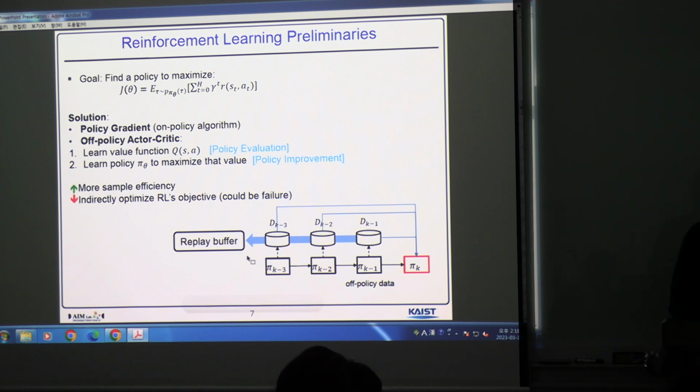And the main benefit of off-policy is that it is very sample efficient. It means that it can use the past data, not only the recent data, so it requires fewer samples to learn a good policy. But the disadvantage of this one is that it indirectly optimizes the objective here. So in some situations, it can fail. It means that we cannot find the optimal policy.